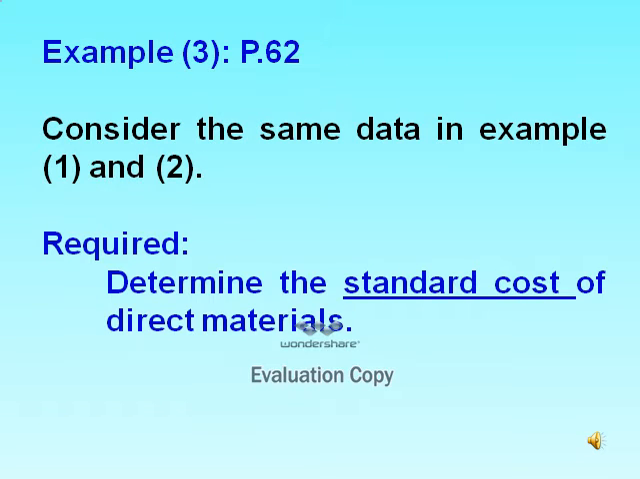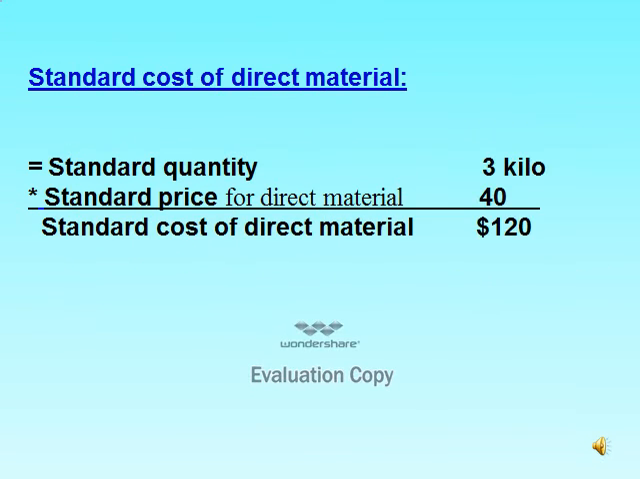Example 3 on page 62. Consider the same data in examples 1 and 2. Required: determine the standard cost of direct materials. In this example, I ask about the standard cost of direct material. That equals standard quantity 3 kilos times standard price for direct material 40, which equals 120.